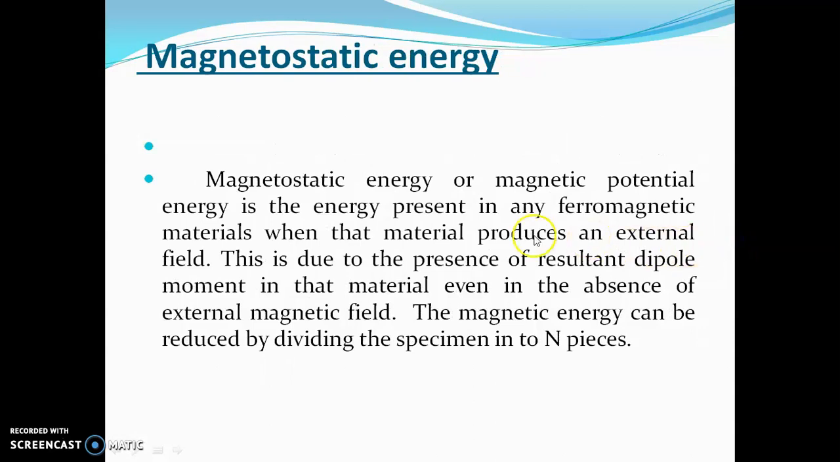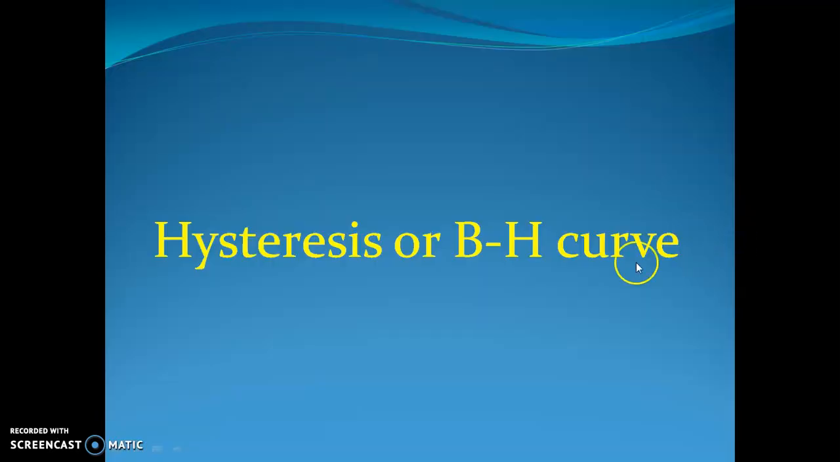So the last one, magnetostatic energy. It is the potential energy associated with the ferromagnetic material. Inside the material there is some potential energy. That energy is called magnetostatic energy. If you divide the magnet into two pieces, the potential energy or magnetostatic energy is also divided into two. If you divide the material into n pieces, the energy is also divided. Each individual piece will act as a magnet. This is magnetostatic energy. So now we have discussed all the 4 types of energy involved in the magnetization process.